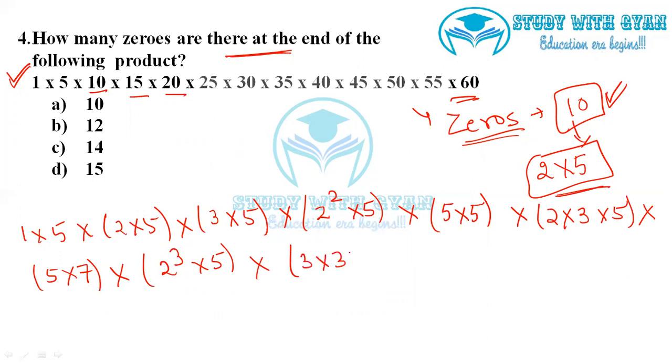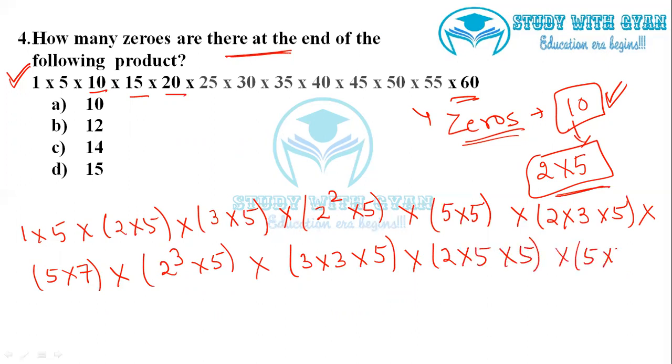That means 3 cross 3 cross 5. For 50 again 2 cross 5 cross 5. For 55, 5 cross 11. And for 60 what you can say, 2 square, that means 4 3s are 12, 5s are 60.